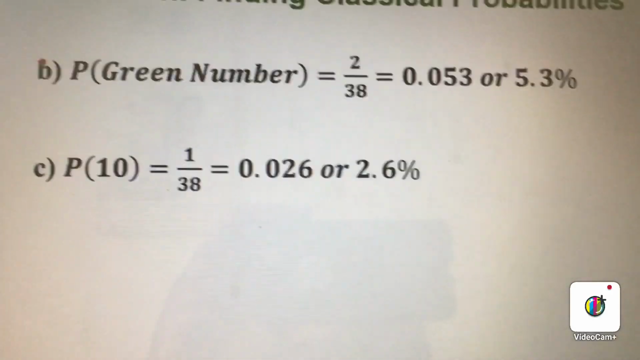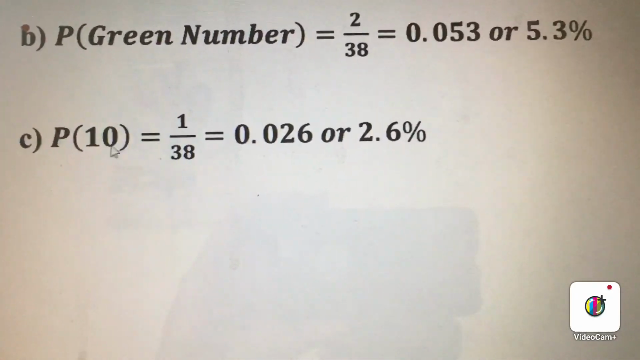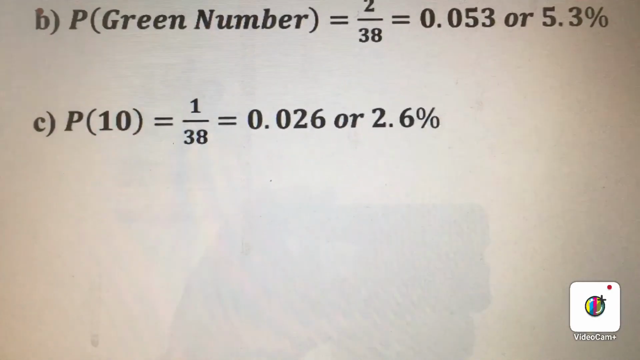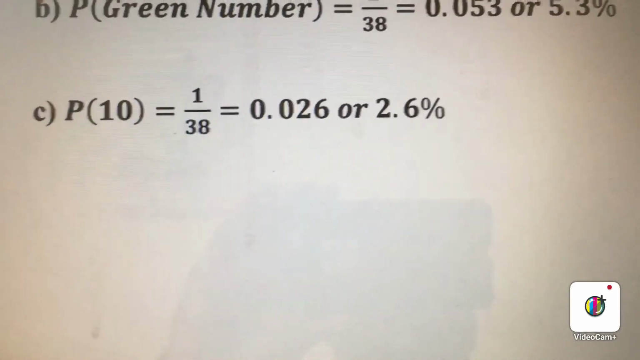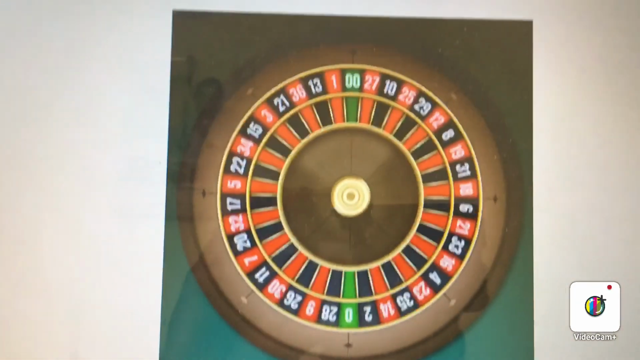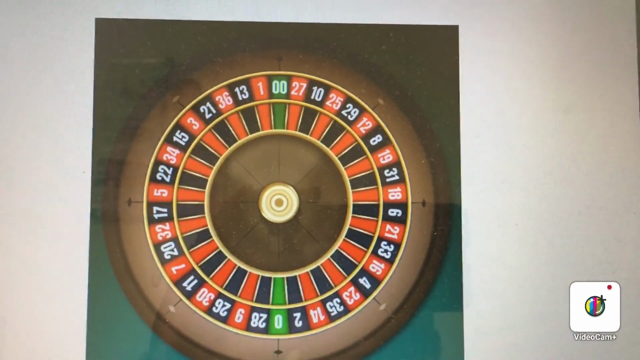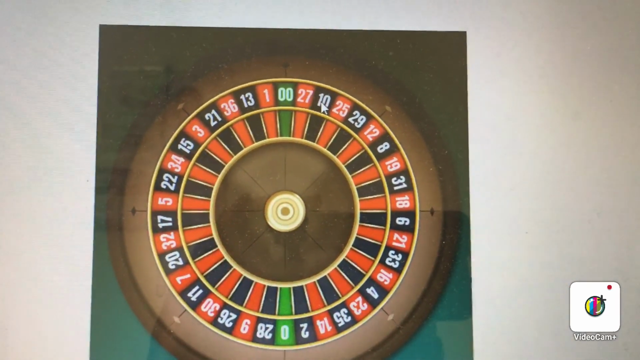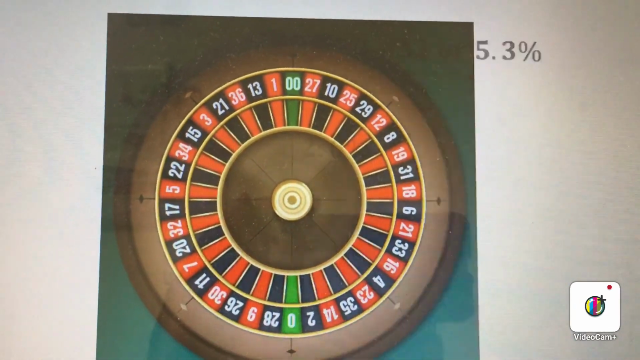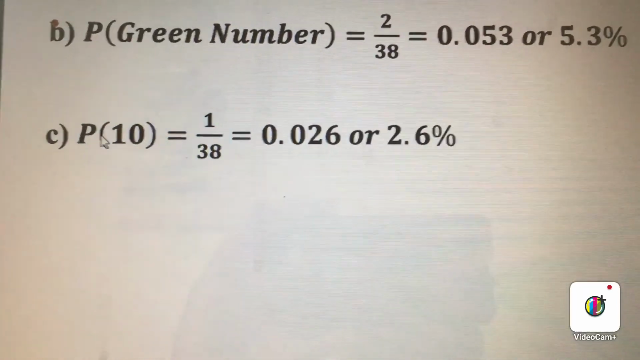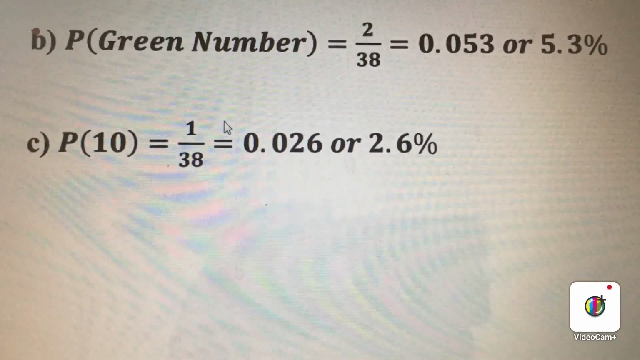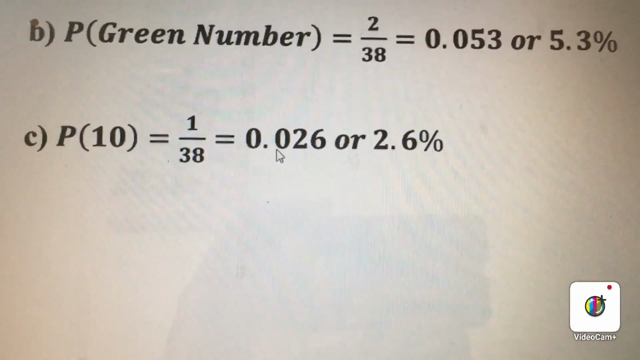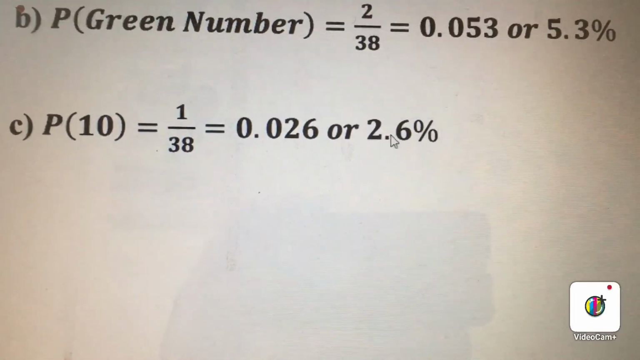The last question is asking the probability that the ball falls on a slot that is numbered 10. Now we ask ourselves, how many slots are numbered 10 on that roulette wheel? Look at it right here. Only one slot has the number 10. So the probability that it falls on the 10 is 1 out of 38 chances, which, when you put this on the calculator, is 0.026 or 2.6%.